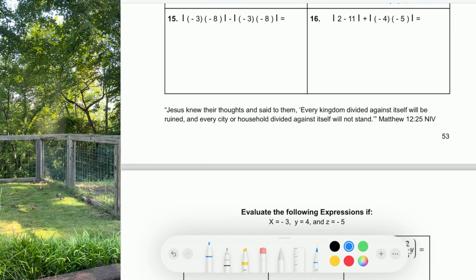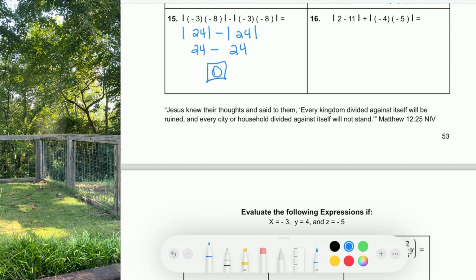So number 15, we have absolute value symbols. That's going to change things quite a bit. So we need to really pay close attention to that. Negative 3 times negative 8 gives me a positive 24 within that absolute value sign. Negative 3 times negative 8 gives me positive 24 again within the second absolute value sign. And then remember, whenever we bring numbers out, they are always positive. Now we have 24 minus 24, which is 0.